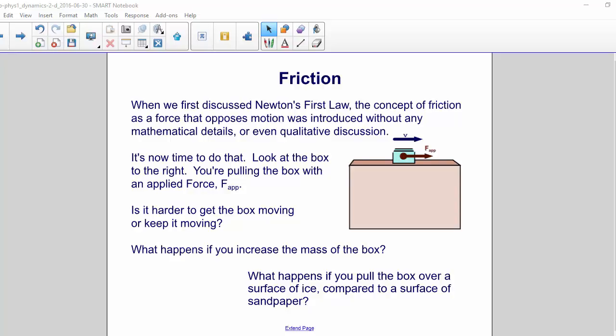Friction. When we first discussed Newton's first law, the concept of friction as a force that opposes motion was introduced without any details or even a discussion. So now it's time to do that. So look at this box to the right.